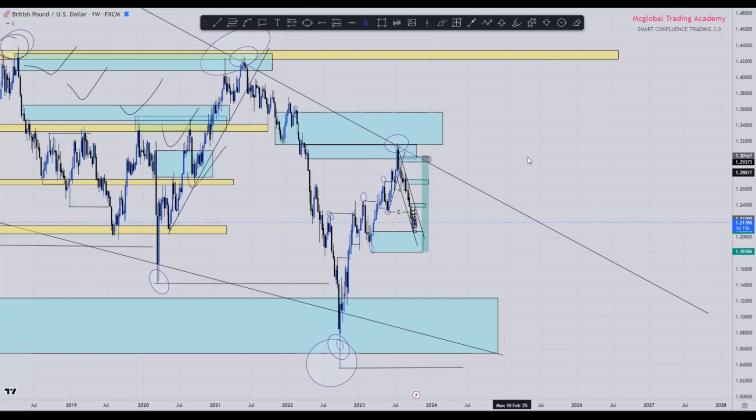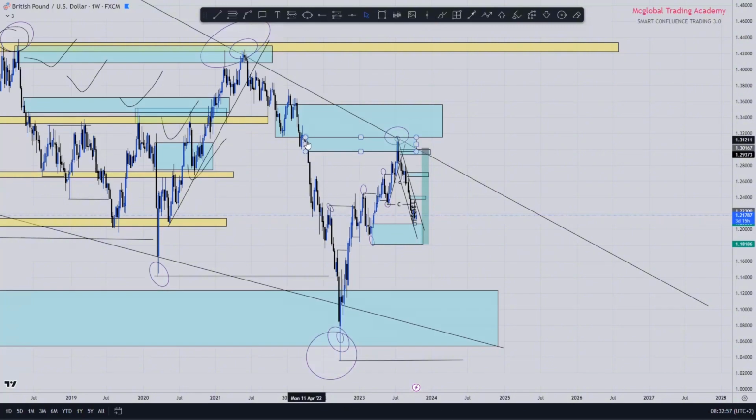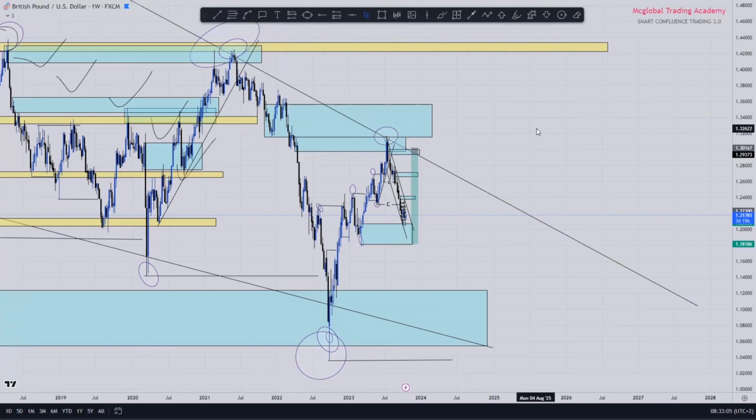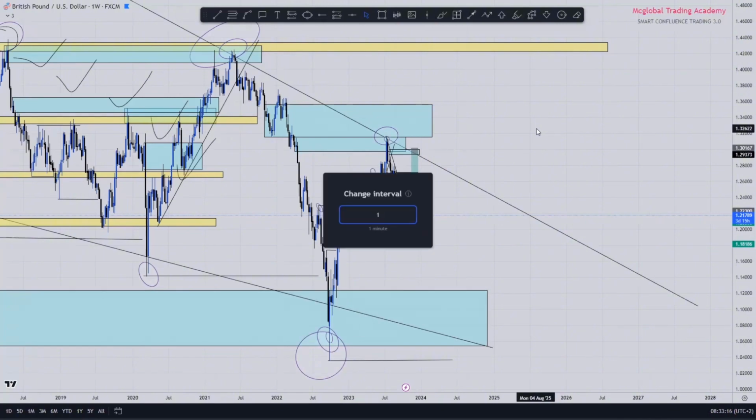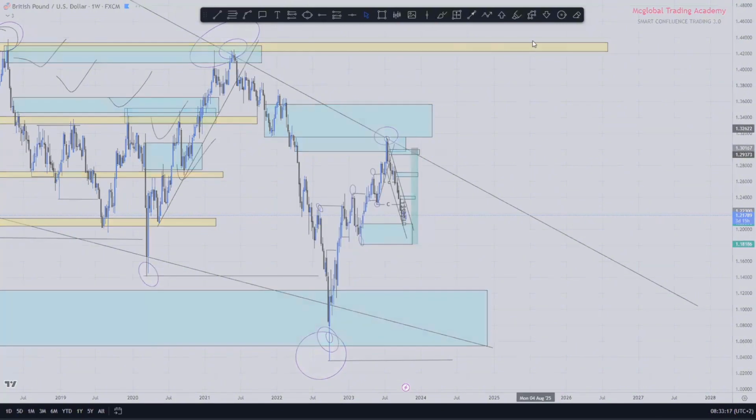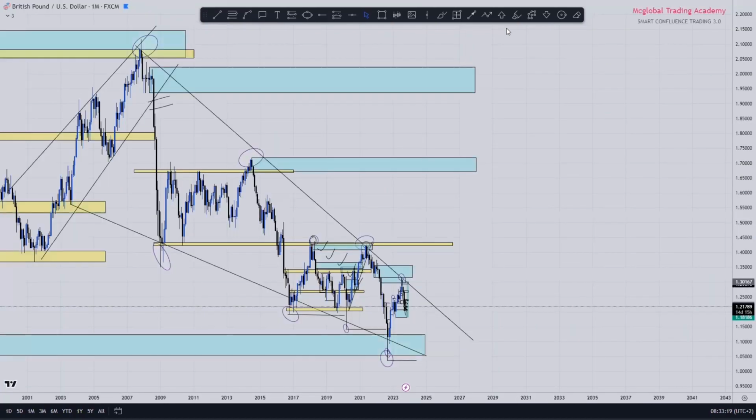And if you notice, it's also a supply zone there. There's also a supply there on the weekly. This is a weekly time frame. You can see that there's a supply zone that is there, right? It's also a very interesting thing, because on the monthly, you also see a similar supply zone. That entire zone, you actually see it as well on the monthly.